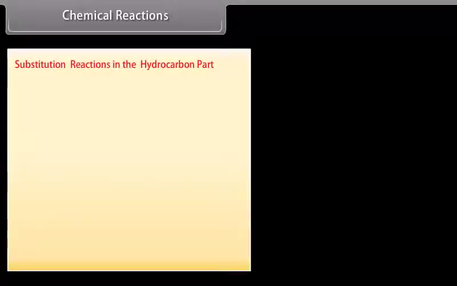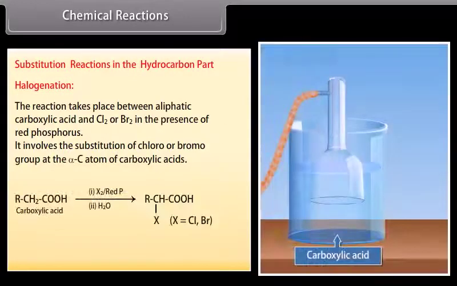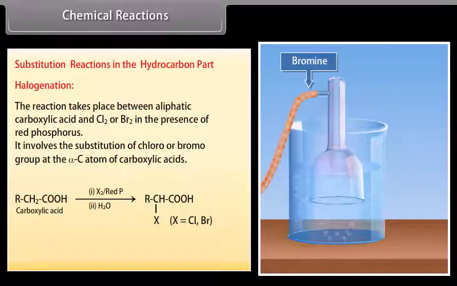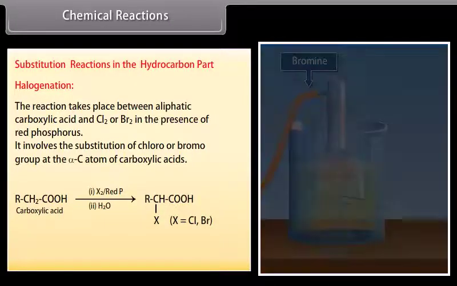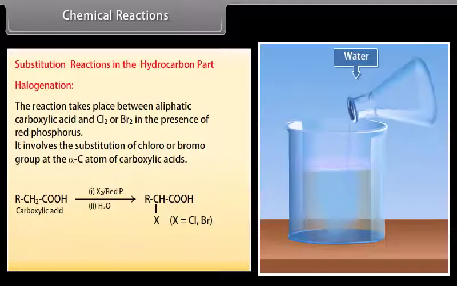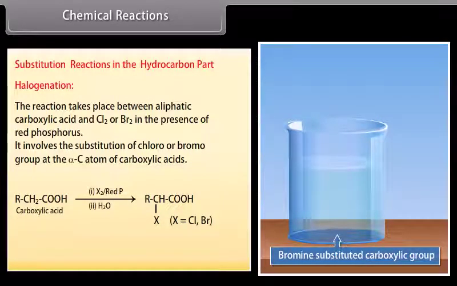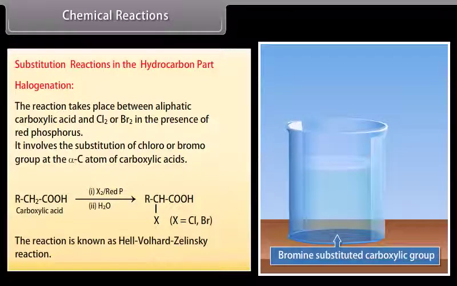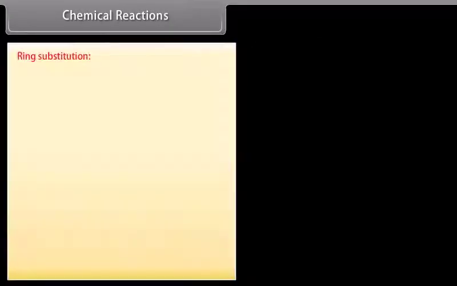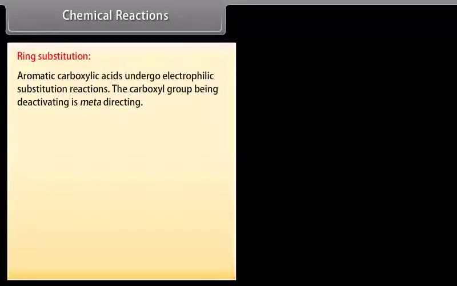Chemical reactions. Substitution reactions in the hydrocarbon part. Halogenation: the reaction takes place between an aliphatic carboxylic acid and chlorine or bromine in the presence of red phosphorus. It involves the substitution of a chloro or bromo group at the alpha carbon atom of carboxylic acids. The reaction is known as the Hell-Volhard-Zelinsky reaction.